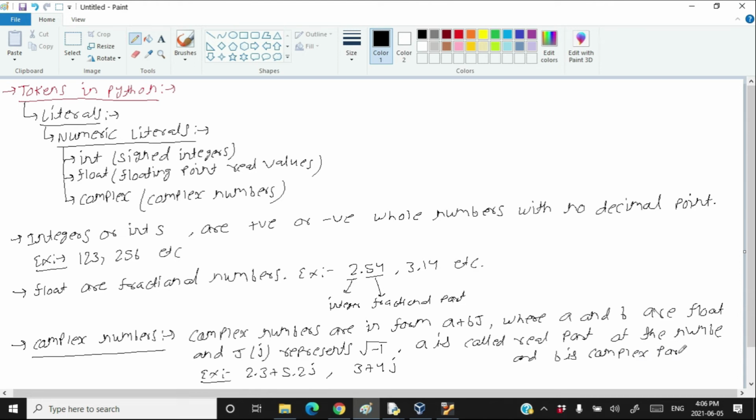Complex part of the number. So 3 is the real part of the number and 4 is the complex part of the number. Whatever is there with j, that is the complex part of the number. So let us talk about these literals one by one in more detail.